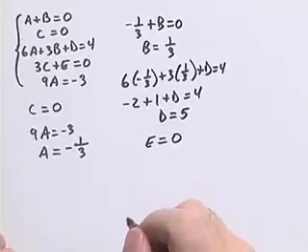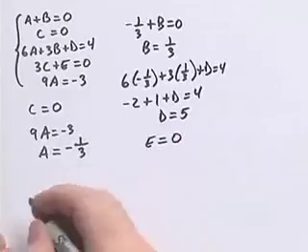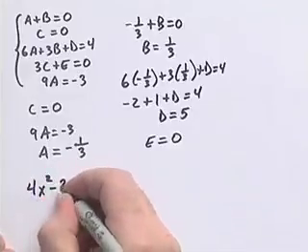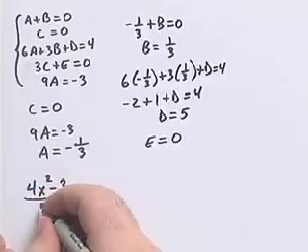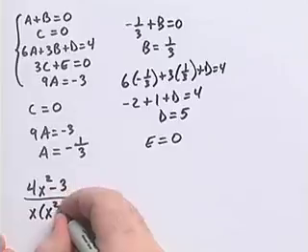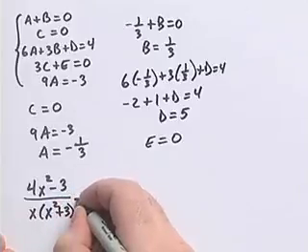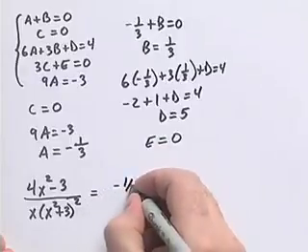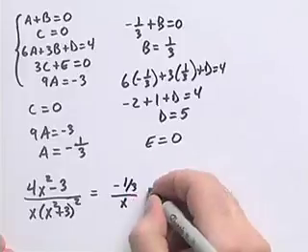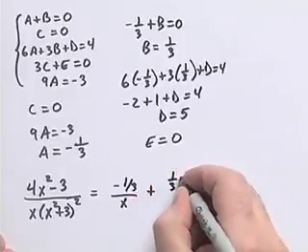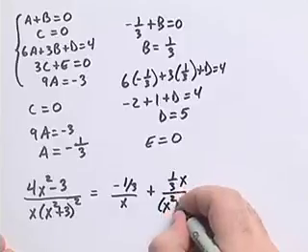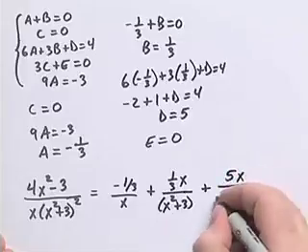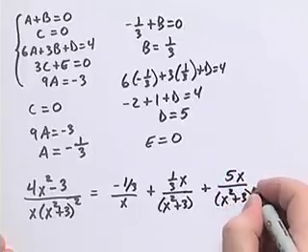We go back to our partial fraction decomposition now, since we know A, B, C, D, and E. We're going to say that 4x squared minus 3 divided by x times (x squared plus 3) quantity squared is equal to negative 1/3 over x plus 1/3 x over x squared plus 3 plus 5x over (x squared plus 3) quantity squared.